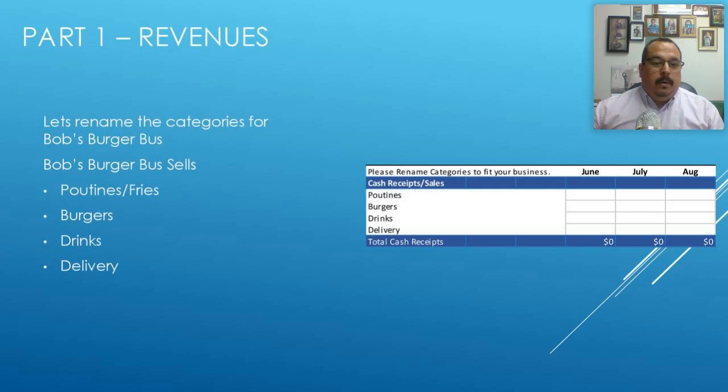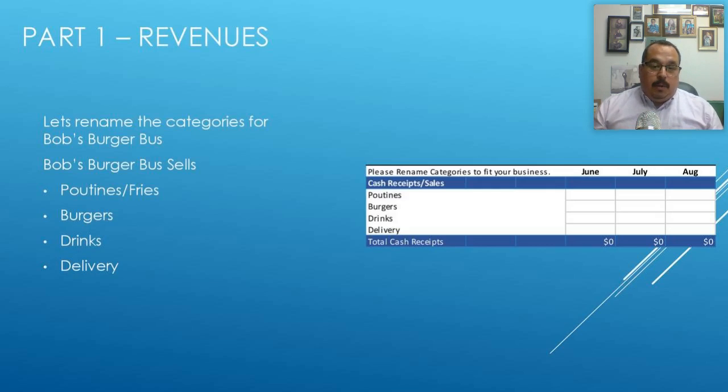So let's do this as a pretend for Bob's Burger Bus. So Bob's Burger Bus sells poutines and fries, burgers, drinks, and a delivery charge. So if you've ever been to a chip stand, you'll know that they don't just sell poutines, burgers, and drinks. They sell a wide variety of things. So what we've done is we've just jammed them all into categories. So we're basically saying poutines and fries, all the different poutines, all the different fries, all the different burgers in one section, all the different drinks, and a delivery fee, because they're slightly different.